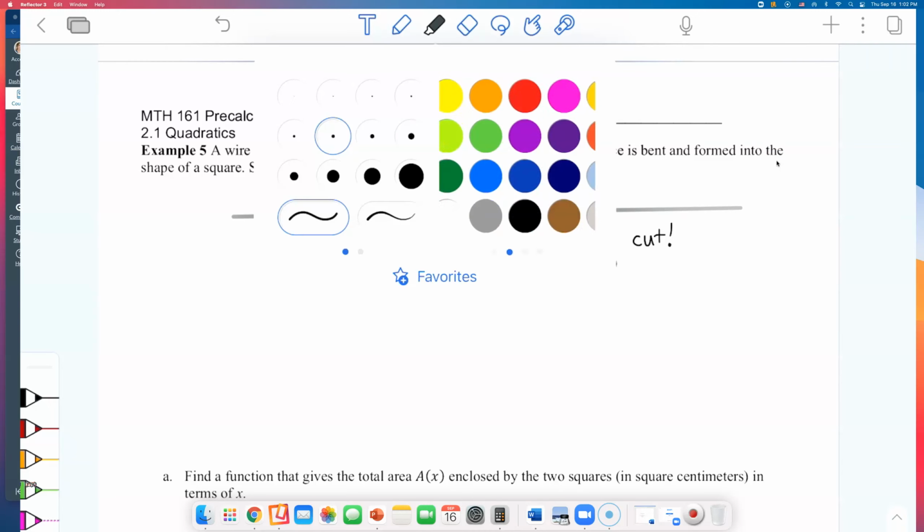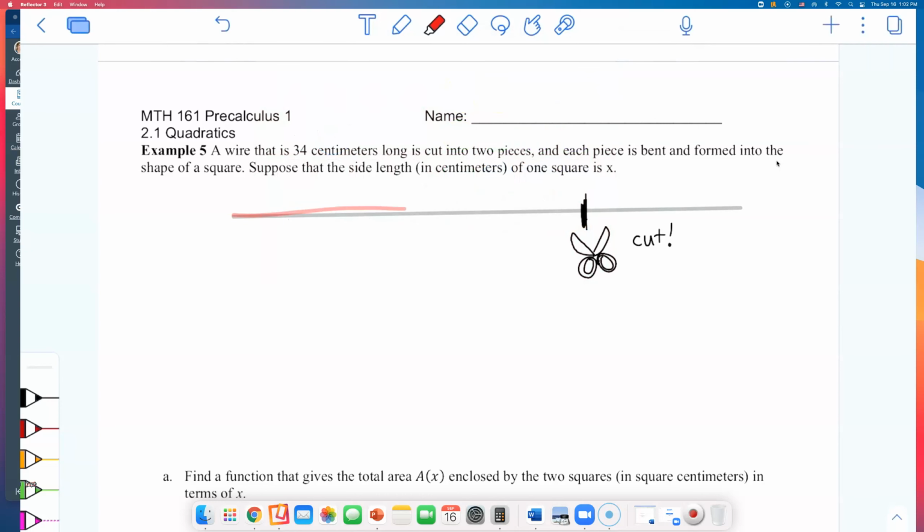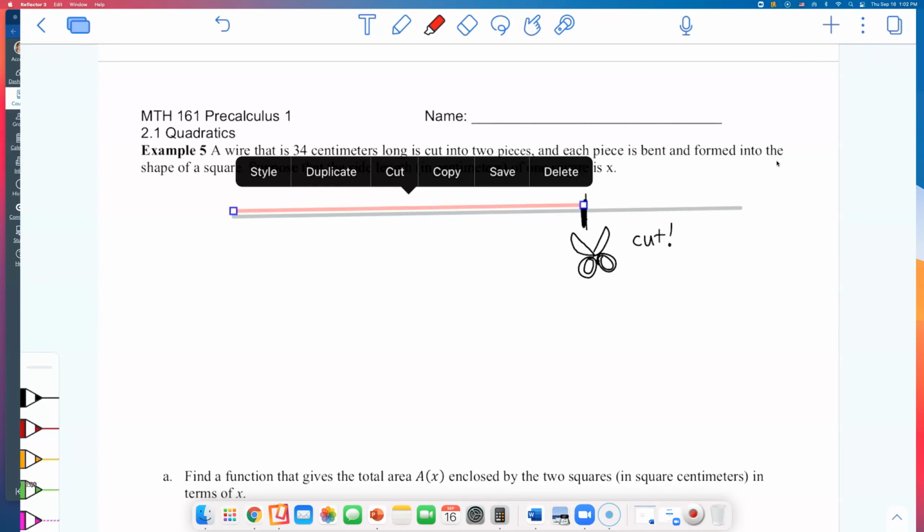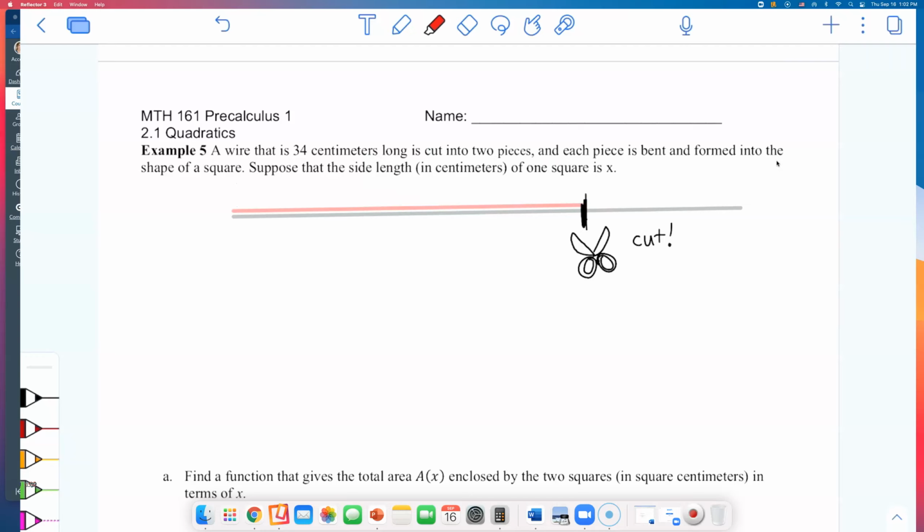I'm going to put a red highlight over this first piece. I want to bring this up a little bit. Say that I have the red piece, which I will bend and make a square. So square number 1 is coming from that piece right there. But I also have the other piece. Square number 2 will come from bending that slightly smaller looking piece.